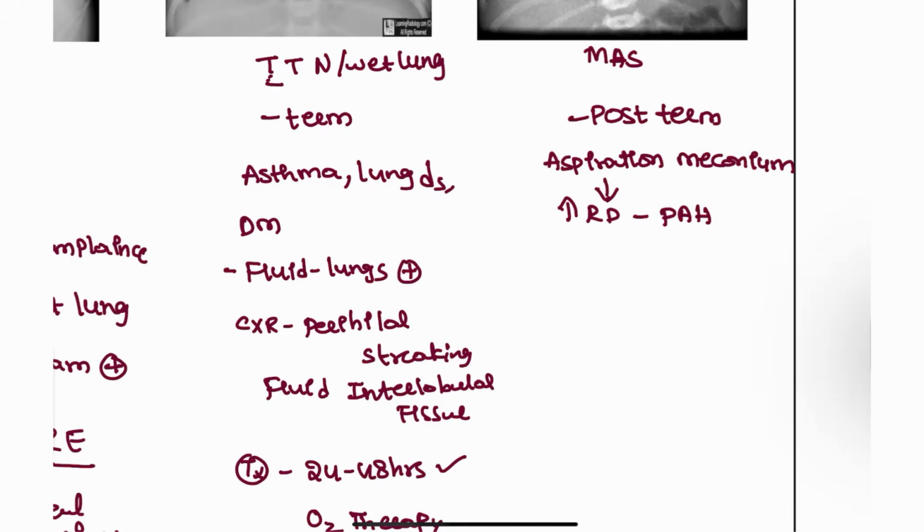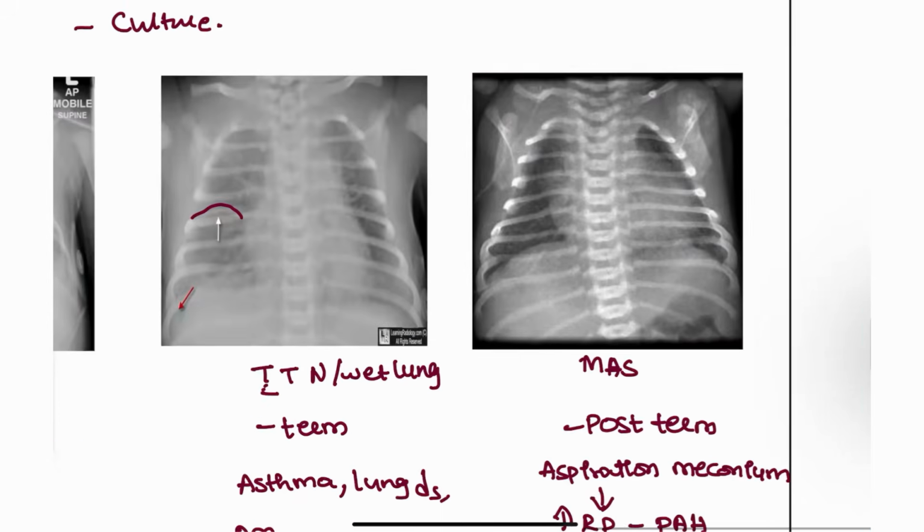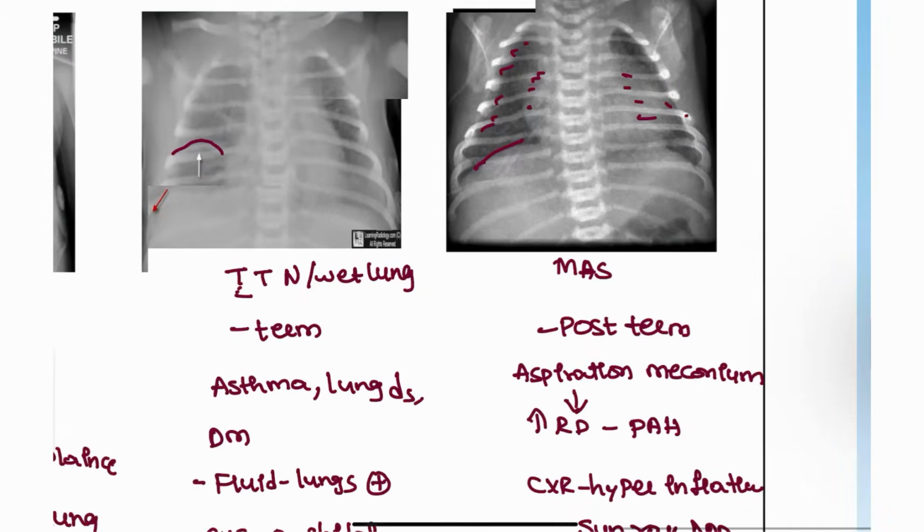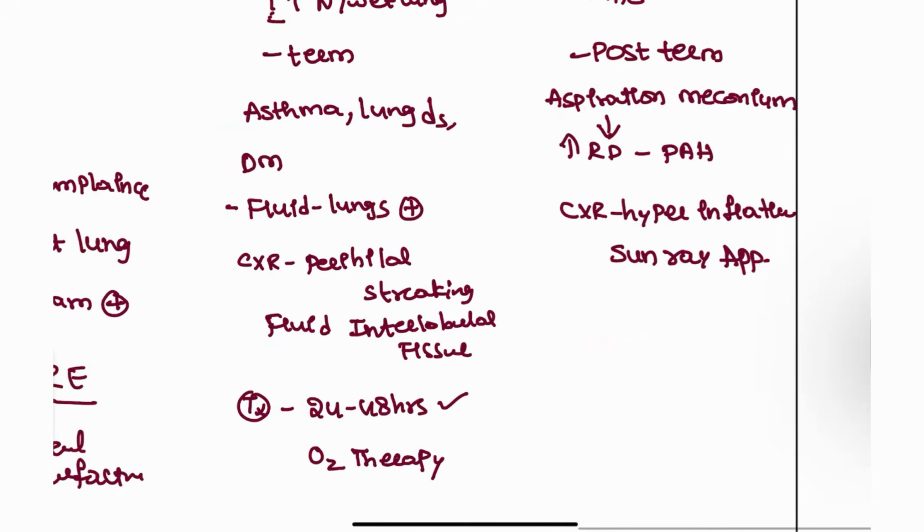So for the chest X-ray, you are going to see the findings of hyperinflation and sun rays appearance. Okay, sun ray appearance you are going to see like this. Okay, the sun ray appearance, and here you can see there will be hyperinflation in this condition, and over time the collapse will also be seen. Atelectasis and collapse of the lung will be seen in this patient.